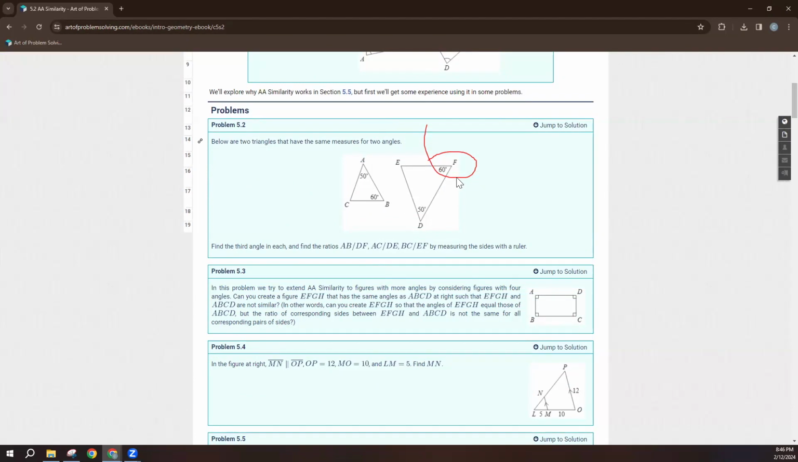So I'll just keep going. We got two triangles, and they have the same measures for the two angles. So we have angles A and B are 50 and 60. We can find the third angle. It says to measure it by using a ruler, but if these are similar triangles, then what would be our missing angles here for angle C or for angle E?